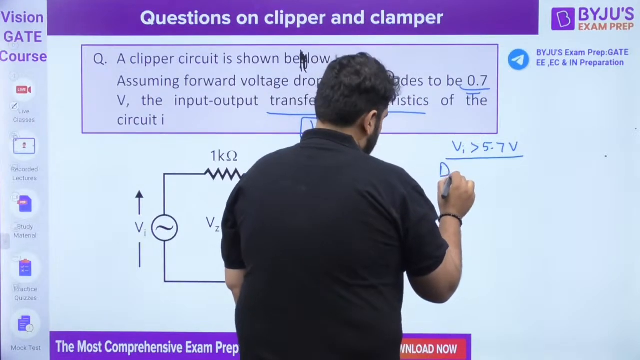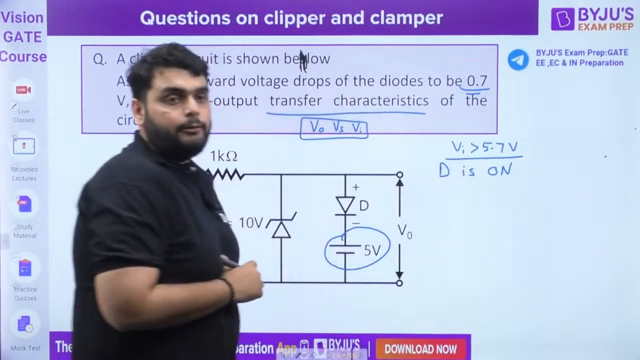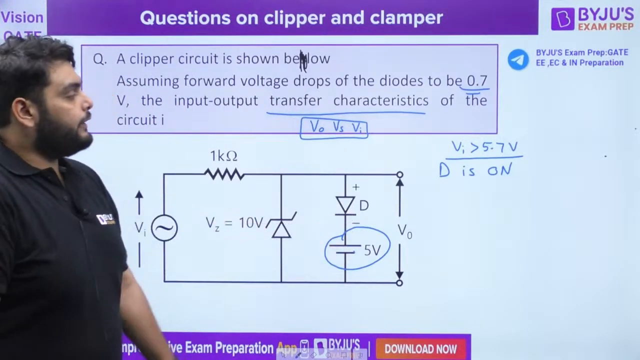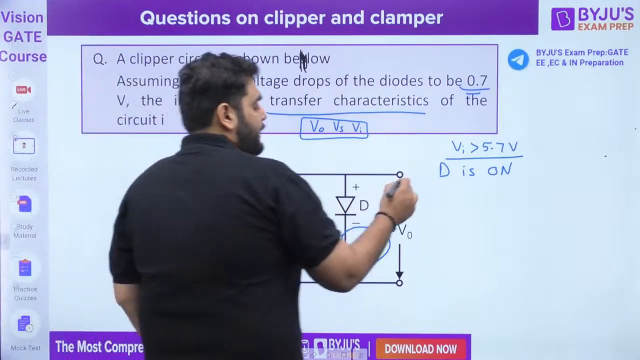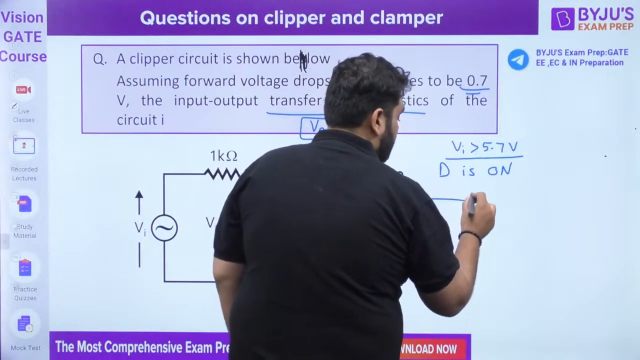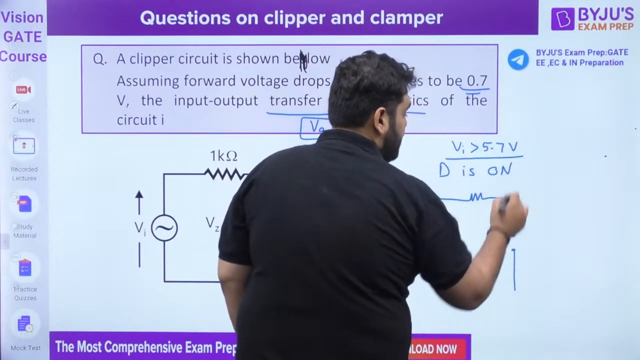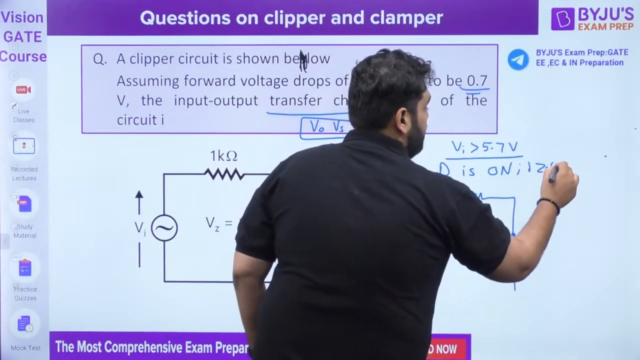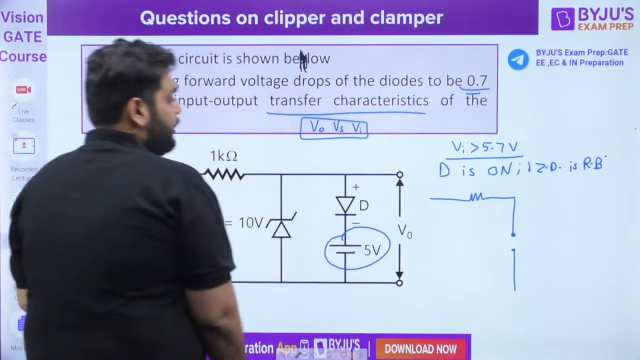what will happen? Diode will be on. Why the 5.7? 5 is this voltage, 0.7 its drop. So when input is more than 5.7, the diode is on. When the diode is on, the circuit will look like this. Why? Here, the Zener diode is reverse biased. In this situation, the Zener diode is reverse biased.